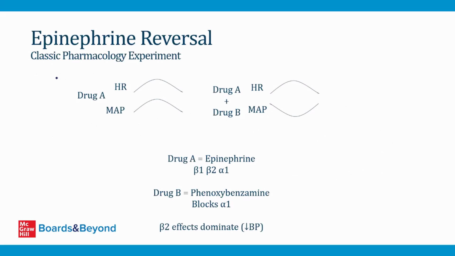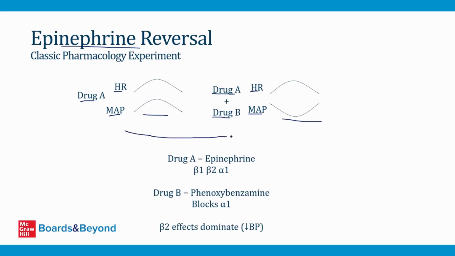So I'm going to finish this video by going through two classic pharmacology experiments that involve adrenergic receptors. And the first pharmacology experiment I'll talk about is called epinephrine reversal. So in this experiment, a drug is given to a research subject or an animal called drug A, and this drug raises the heart rate and it raises the mean arterial pressure. But then when you give drug A together with a second drug, drug B, you get the opposite effect in terms of mean arterial pressure. The heart rate still goes up, but instead of the mean arterial pressure rising like shown here, you get a fall in mean arterial pressure.